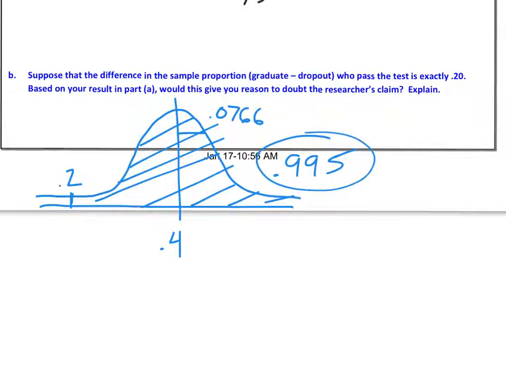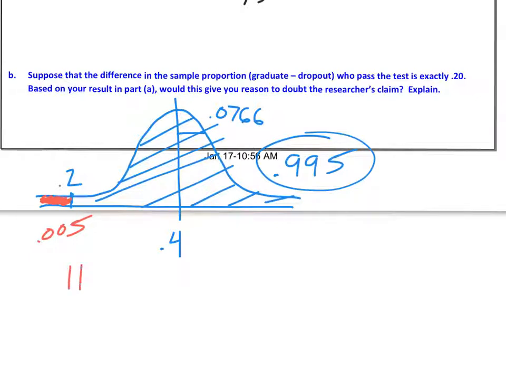So if the difference is really 40%, and again that means that the graduates would pass at a rate 40% higher, I'd expect to get two samples that would show the graduates passing at least 20% higher over 99% of the time. In fact, if that didn't happen, and I went over here, let's say I got one of these samples, because that's the complement, that's just 0.005.